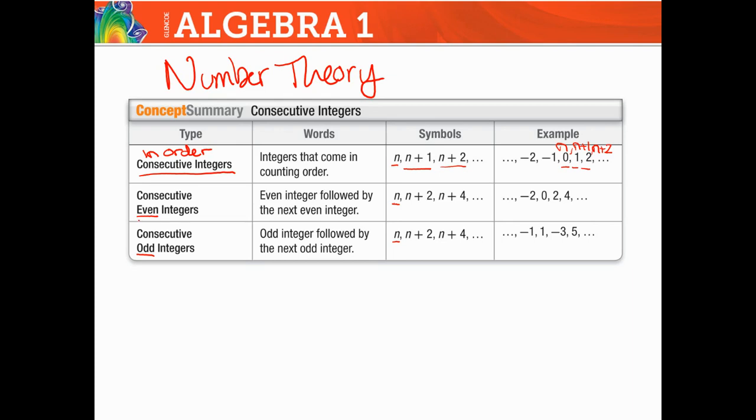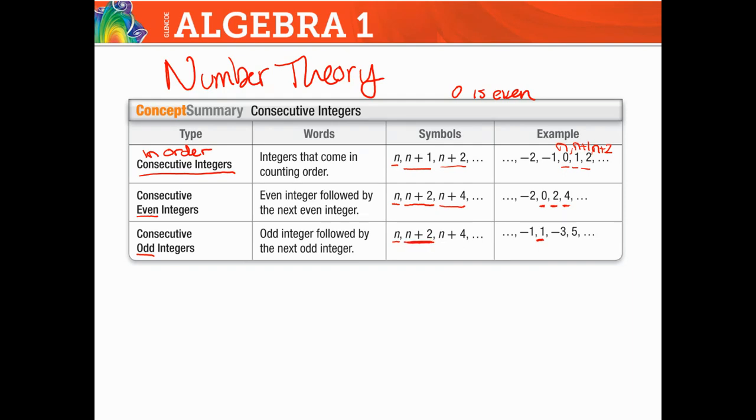For the next one, when we're looking at even integers, n plus 2. So notice if we start at 0 and then we add 2, we get 2. We add another 2, we get 4. So we have n plus 4. And then it's going to be the same thing for odd, where 0 is considered an even number. So 0 is even, right? So that's why there's no 0 here, but we have a 1.